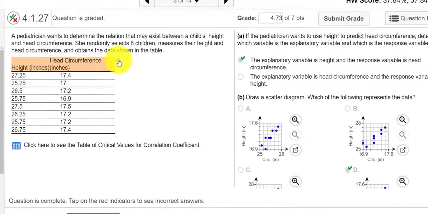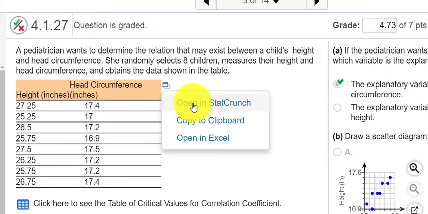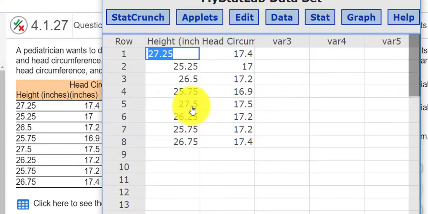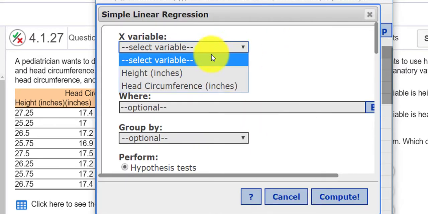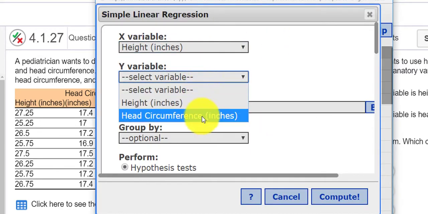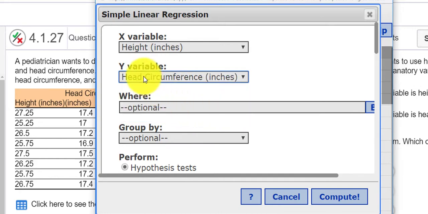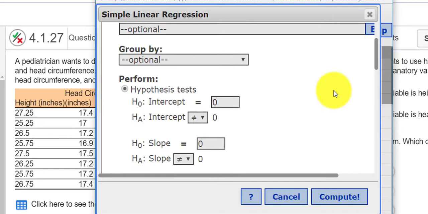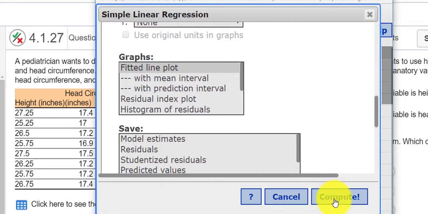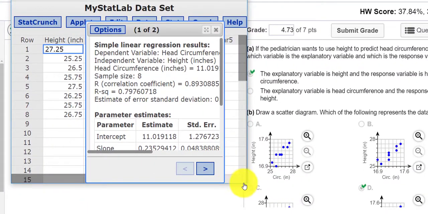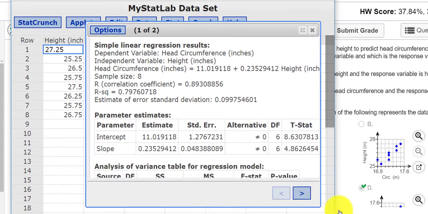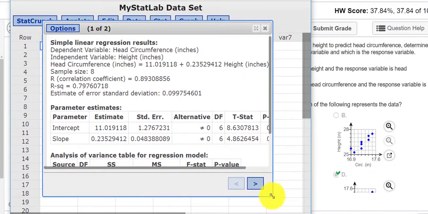Okay, so if you click on the little table box here, we open in StatCrunch, and here's my data. If you press Stat, and then I want to do regression, simple linear, the height was my x variable, and the y was my head circumference, and I think that's all we need for now. I press compute, and let's make this a little bit bigger. Just bear with me. There's a lot of good stuff in here.